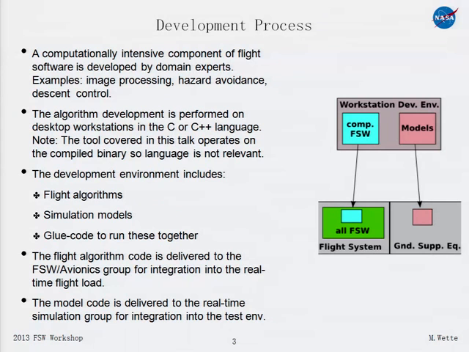The development process typically starts with your algorithms and then maybe some simulation, some glue code to run this together. The eventual algorithm code is delivered to the flight software / avionics group for integration into the real flight load. This is pretty typical. And the model is delivered to the real-time simulation group for integration into their test environment.